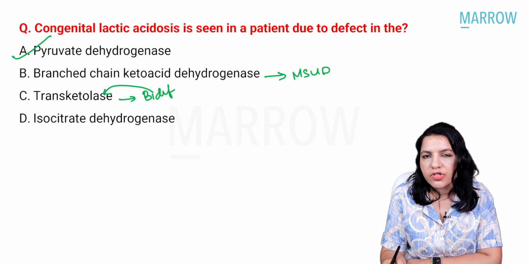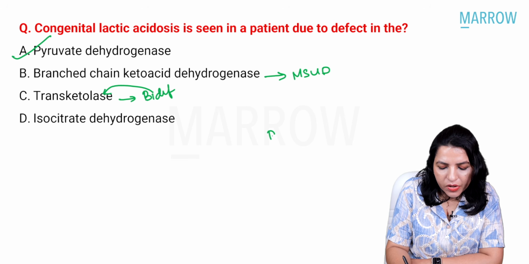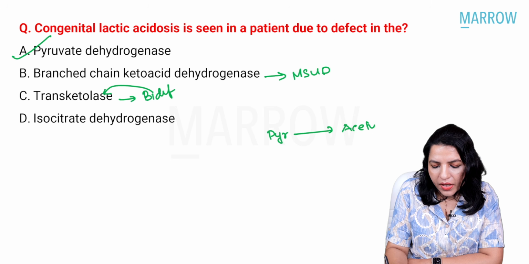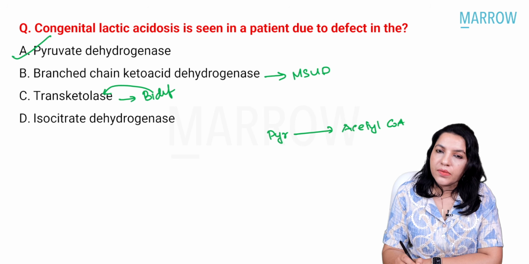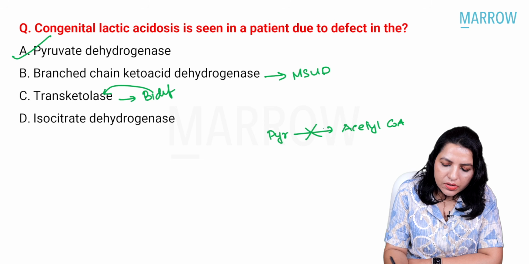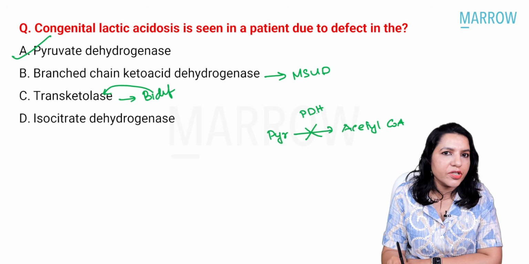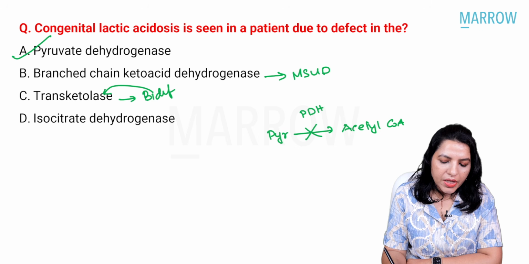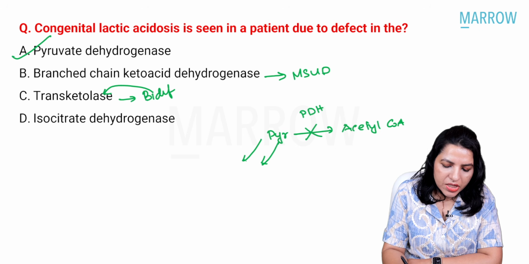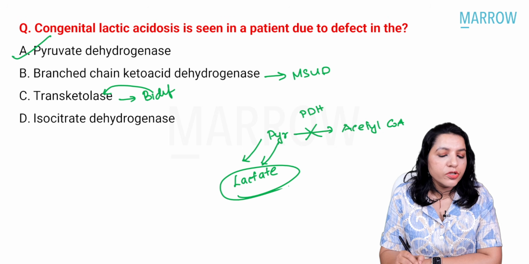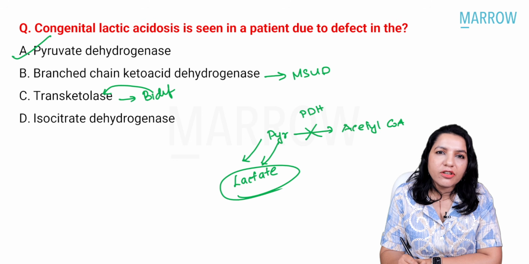So what is this congenital lactic acidosis? It is because the pyruvate is not getting converted to acetyl coenzyme A. If pyruvate is not getting converted to acetyl coenzyme A, then that is a defect in PDH. So if there is a defect in PDH, then the pyruvate will all be channeled towards another step, that is called lactate. So pyruvate becomes lactate. In this particular case, there will be accumulation of lactate which causes lactic acidosis.